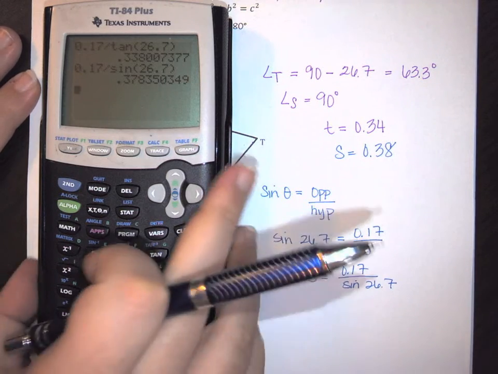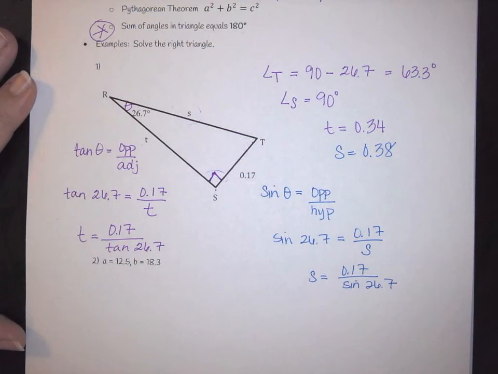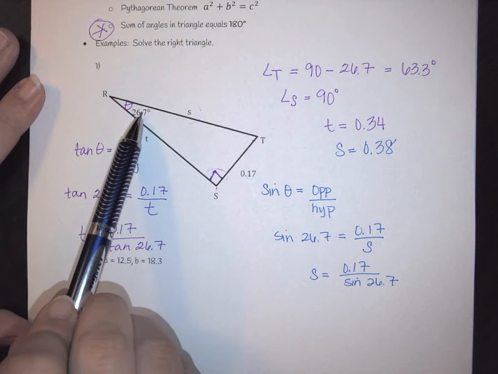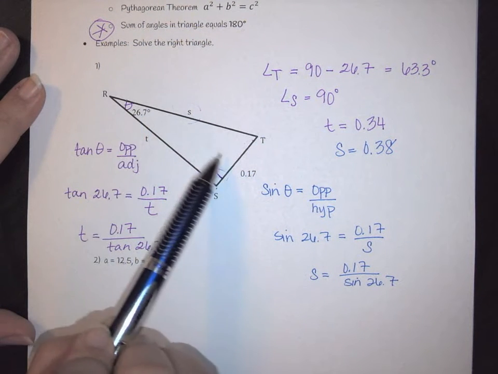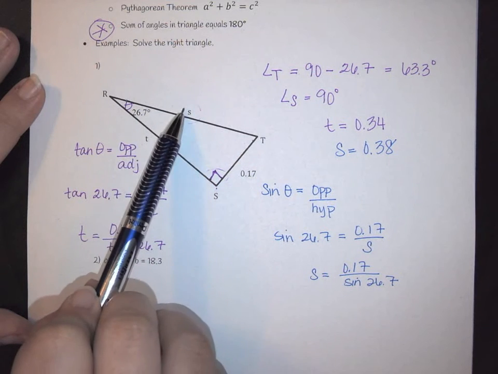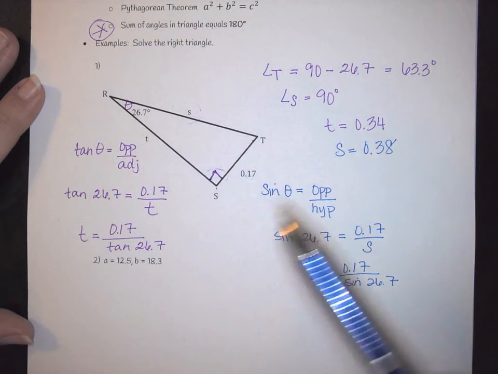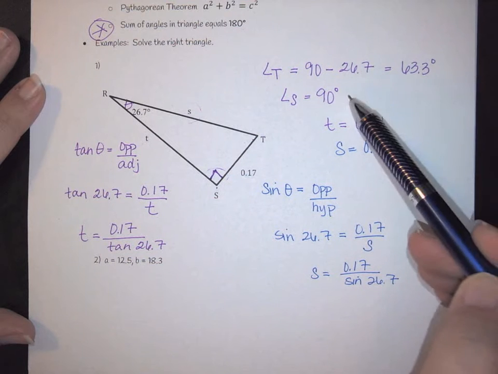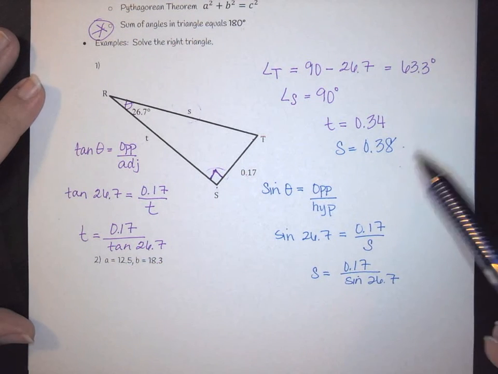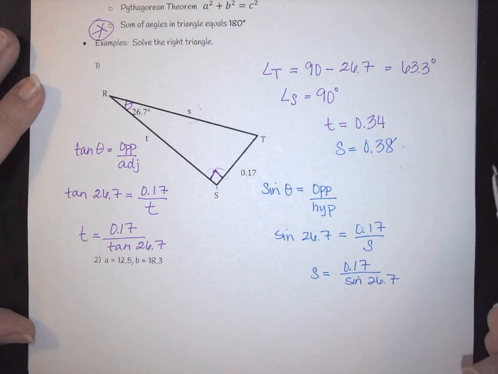So I have now labeled everything that was missing out of my triangle. Let's just refresh real quick. I was given an angle and I was given a side length. I had 2 angles missing and 2 side lengths missing. That means I needed 4 answers. I found angle T, angle S, side length T, and side length S. There's my 4 answers, so I've solved my triangle.